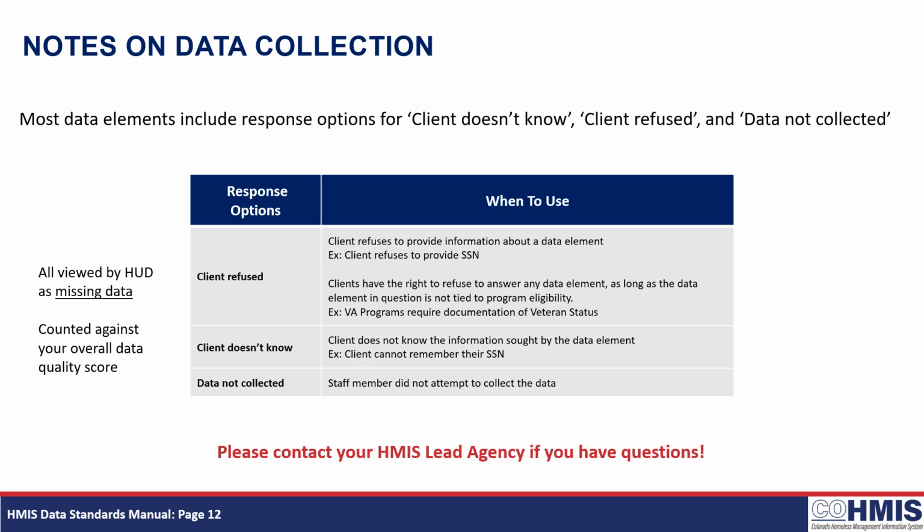For example, a program funded by the Department of Veteran Affairs would need proof of active duty veteran status. So a client couldn't refuse to provide that as it's tied to program eligibility. The other important pieces to note here are client refusals and client doesn't know.